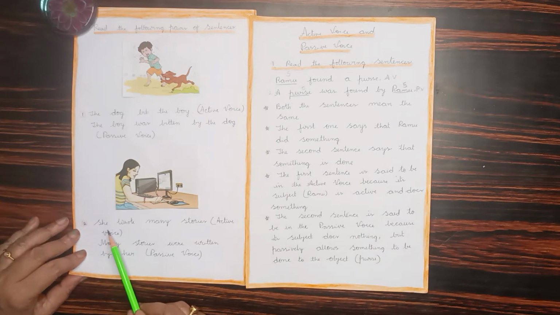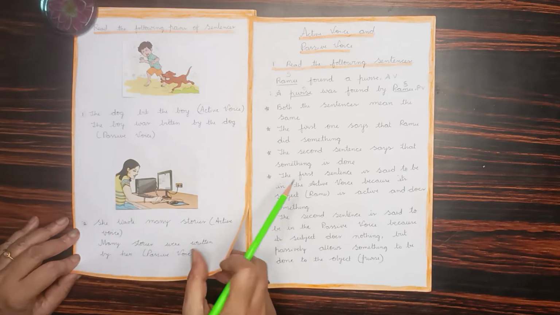One more example. She wrote many stories, active voice. Many stories were written by her, passive voice. I once again repeat. She wrote many stories, active voice. Many stories were written by her, passive voice.